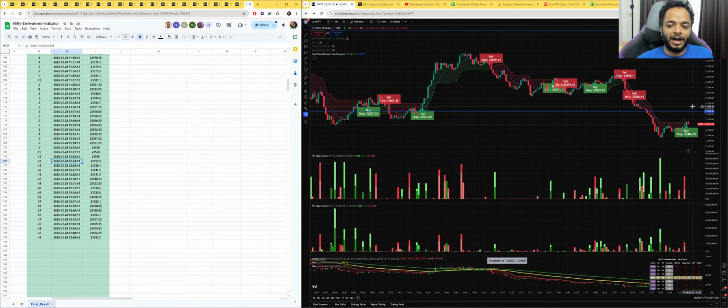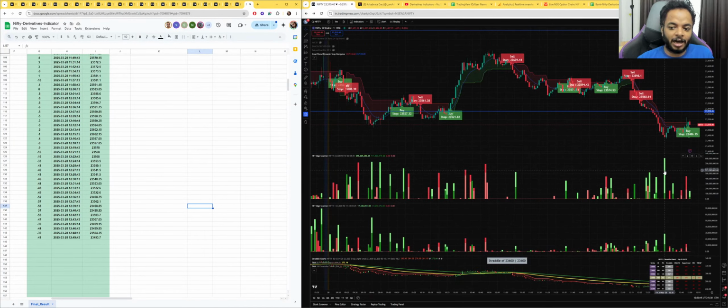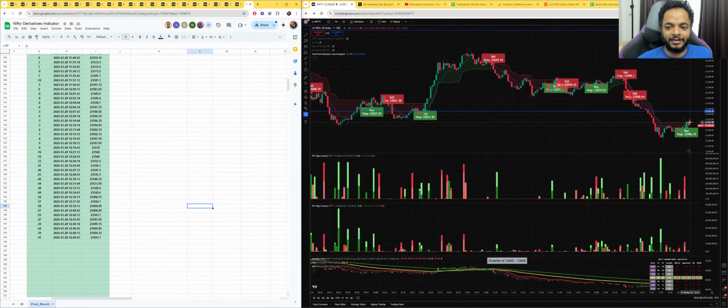So you have to understand what the big guys are doing. It's showing you real time what the big guys are up to, and you can also see how much amount they are putting into action. Like here, as I mentioned, 69 cr, almost 70 cr, 69.8. So almost 70 cr of put writing happened here. And now you can see it's giving support there.